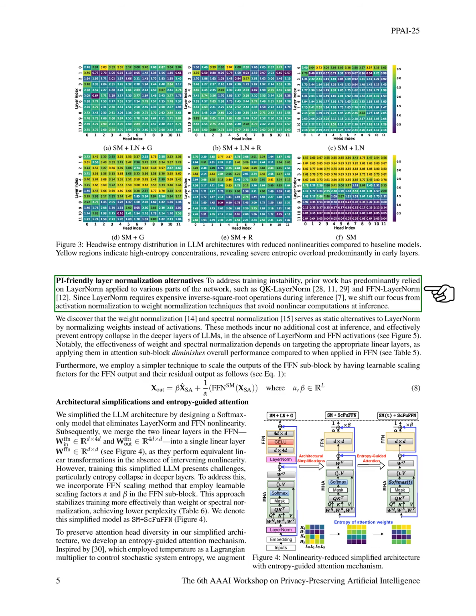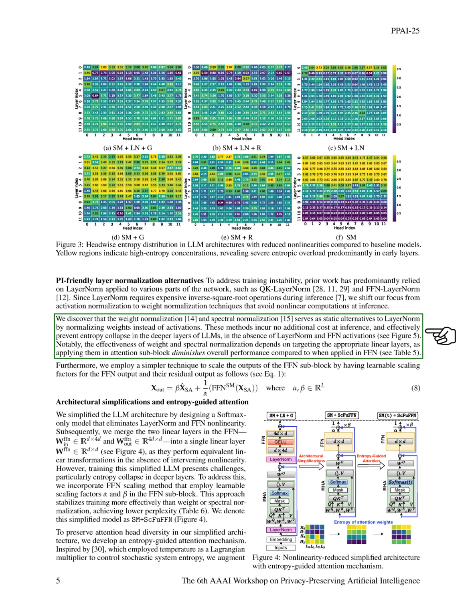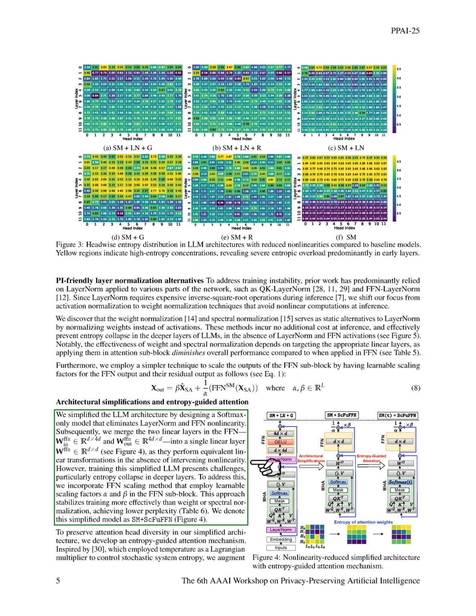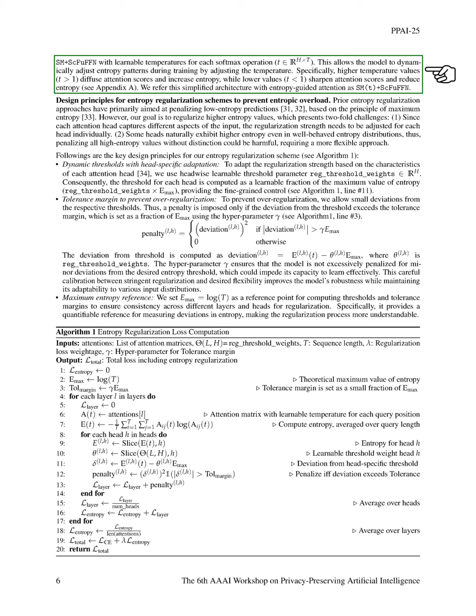Instead of relying on layer norm, which is computationally expensive during inference, we focus on weight normalization techniques that do not involve nonlinear computations. We find that weight normalization and spectral normalization can effectively prevent entropy collapse in deeper layers when applied correctly. We also simplify the LLM architecture by creating a softmax-only model that merges two linear layers in the FFN into one. However, this simplification leads to challenges, particularly entropy collapse in deeper layers. To counter this, we implement a scaling method in the FFN that uses learnable factors to stabilize training more effectively than weight or spectral normalization.